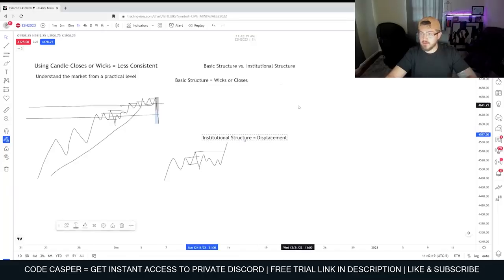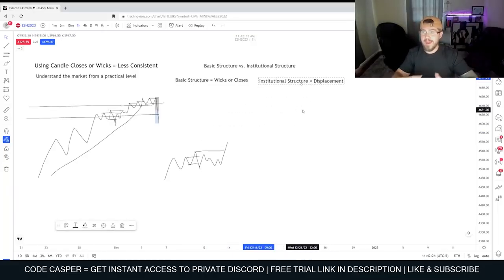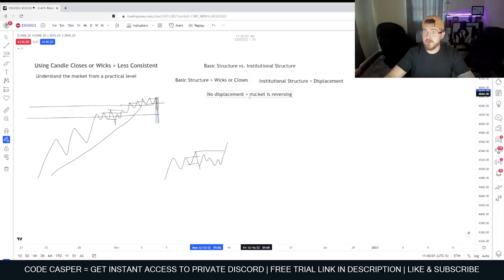So again, institutional structure can be defined by one word, and that is displacement. If we are anticipating that a big player is in the market, we're going to have a big move. If we're trying to trade smart money, we need displacement. Without that, you have nothing at all. You just have a bunch of lines on your chart, and that's why smart money concepts aren't working for you. Another benefit of understanding displacement is, if you don't have it, the market's going to reverse.